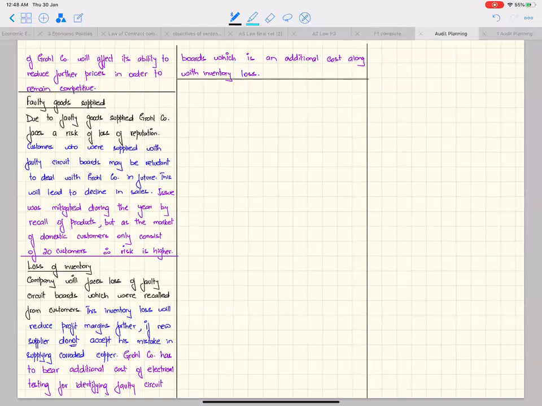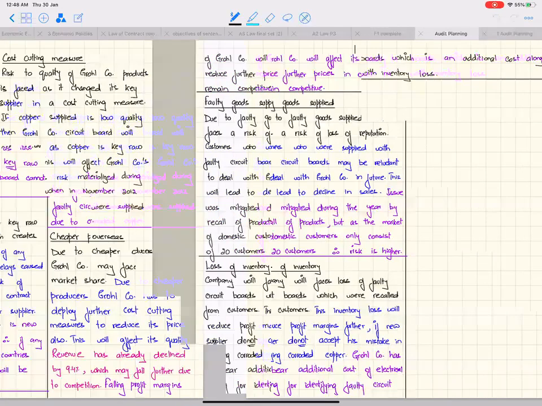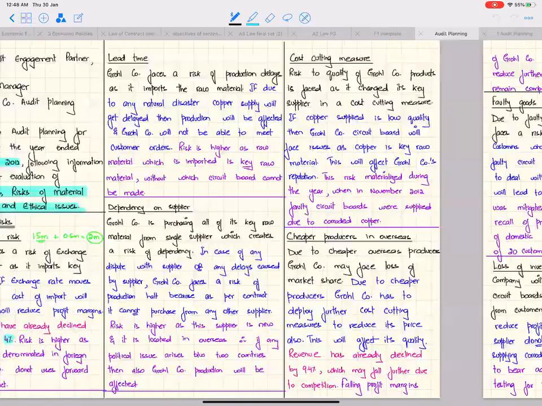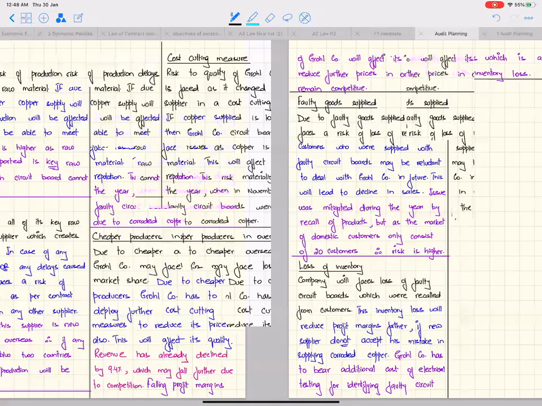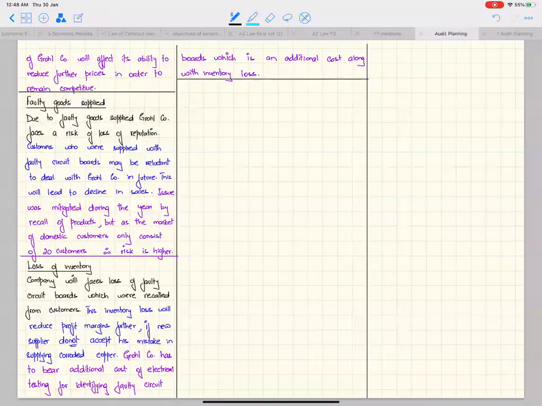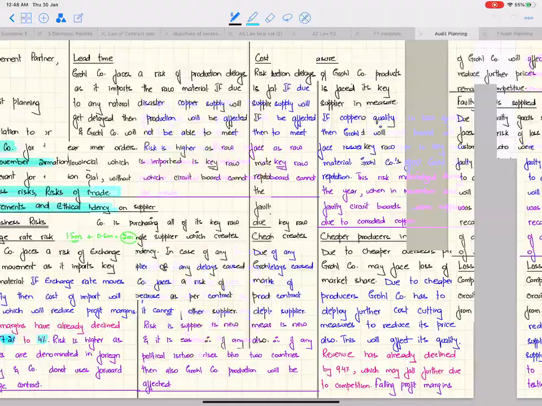So we have identified the risk of faulty circuit boards. We have written the impact. This loss will reduce the margins. And we have given an evaluative comment that identifying the circuit board relies on electrical testing, which will increase our cost further. So we have written 1, 2, 3, 4, 5, 6, and 7 risks. Let's read more and identify the further risk.